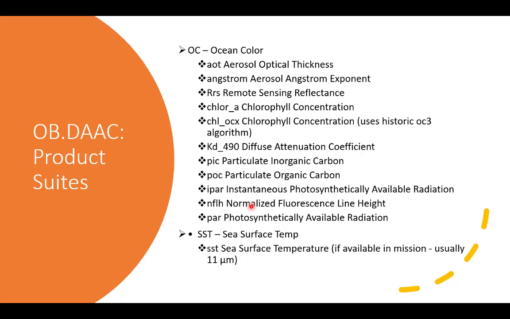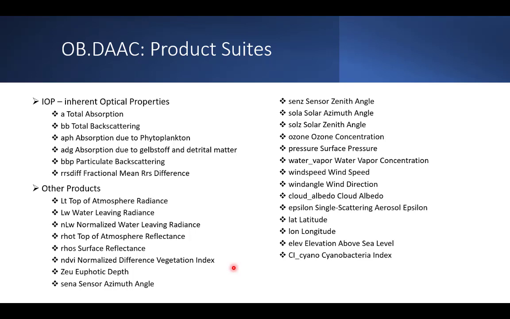Looking at the product suites that are available within the Ocean Biology Distributed Active Archive Center. We have the aerosol, so under the ocean color, all these are possible for you to have access to. We have the sea surface temperature as well for different missions, usually at 11 micrometer. And also we have the inherent optical properties. We can have access to different parameters, and a whole range of other products. You are going to have to explore what you think is necessary for what you're studying.